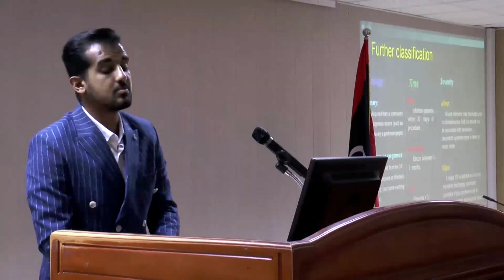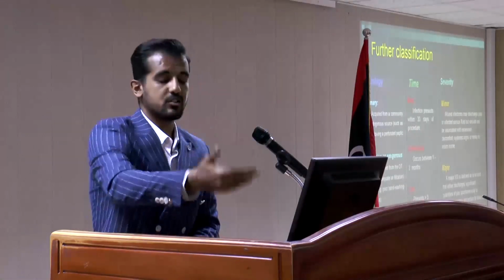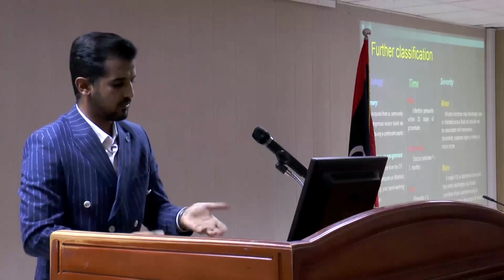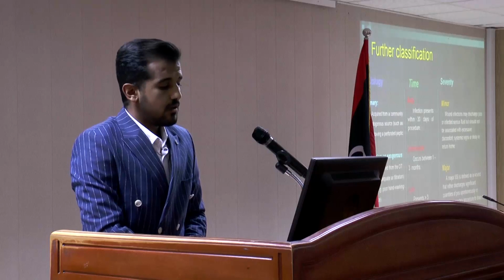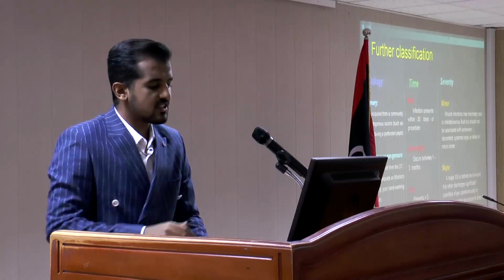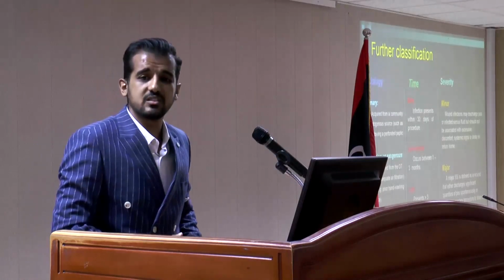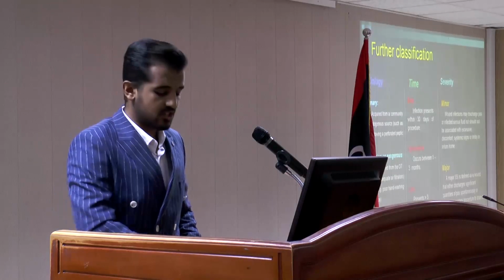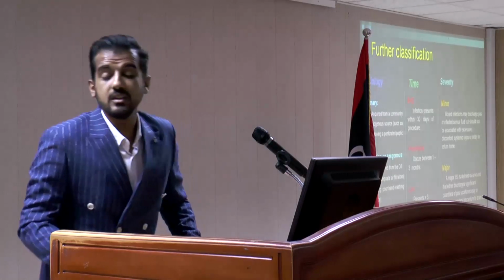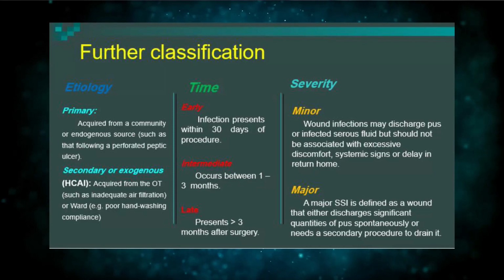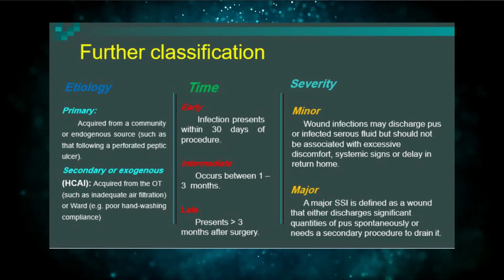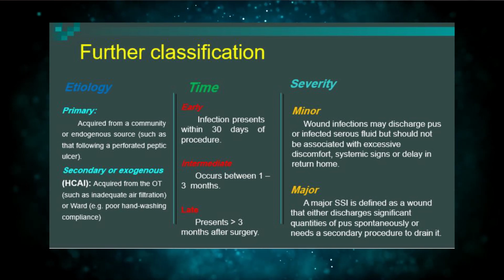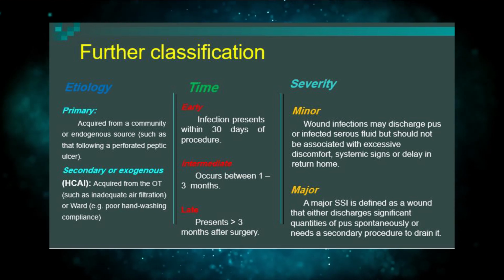Organ or space surgical site infections involve the internal organs. A further classification depends on the etiology. It could be primary or secondary, or defined as endogenous or exogenous. An endogenous cause is, for example, a perforated peptic ulcer, or the patient's own poor hygiene. A secondary or exogenous cause is acquired from the doctors or the instruments used, nosocomial.